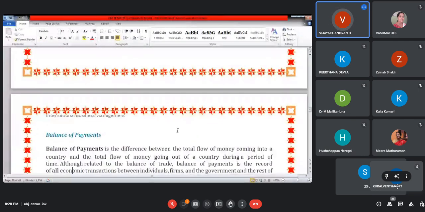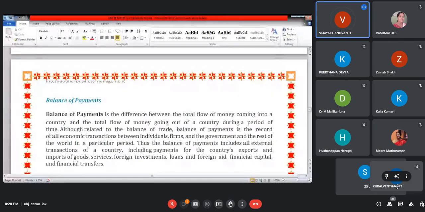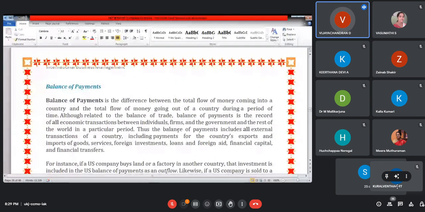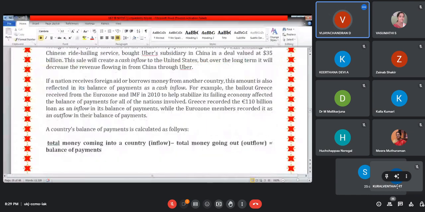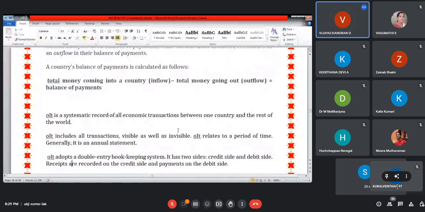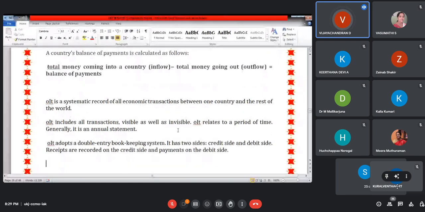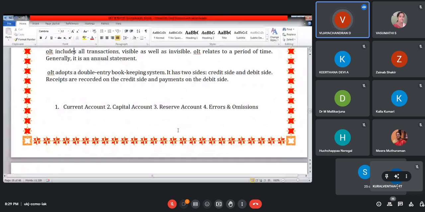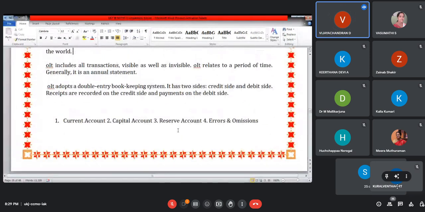So what is the balance of payment? It is the difference between the amount by way of export, the inflow of money by way of export, and the outflow of money by way of import. So that is known as balance of payment. In order to arrive at the balance of payment, a country should have two types of accounts. One is current account, another one is capital account. Okay, that we have to see.